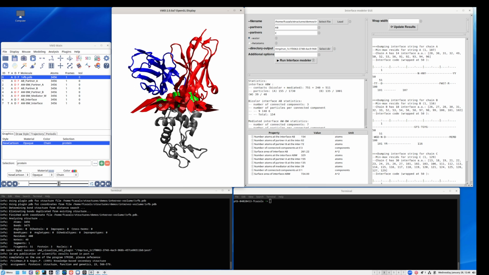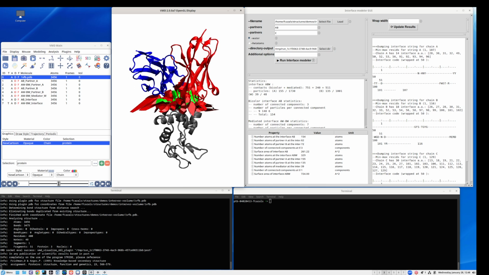Alright, so let's now move back to the statistics section. So in this bottom left panel we have various pieces of information. First of all, we are told that there is a total of 329 interface atoms. 155 of them are coming from partner A, which is the antibody, and 135 are coming from the antigen. And it turns out that we have 39 water molecules squeezed at the interface.